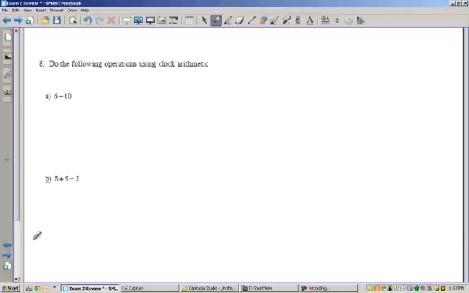And the final problem we're going to do here, I have 2 more problems. Okay, so number 8 is do the following operations using clock arithmetic. So again, these are more abstract number systems, and the idea is I have a clock over here. So I have 12, 1, 2, 3, 4, 5, 6, 7, 8, 9, 10, and 11. And I can do arithmetic on this clock.